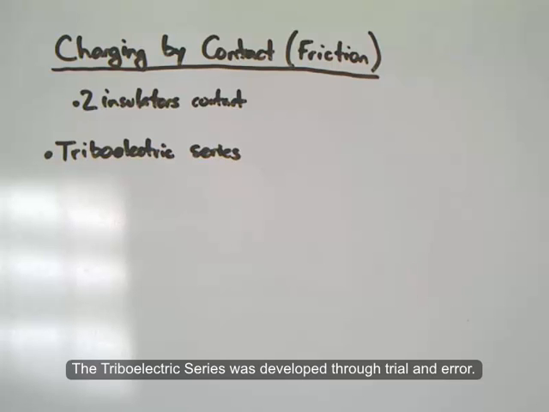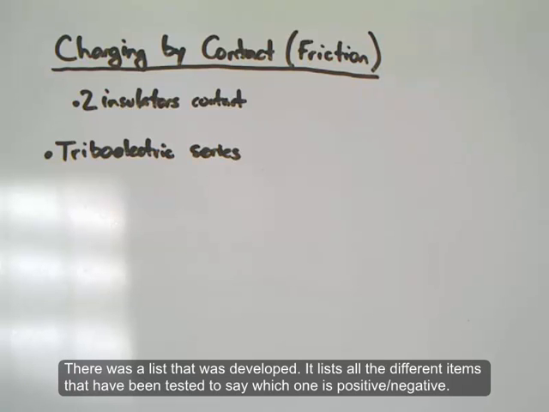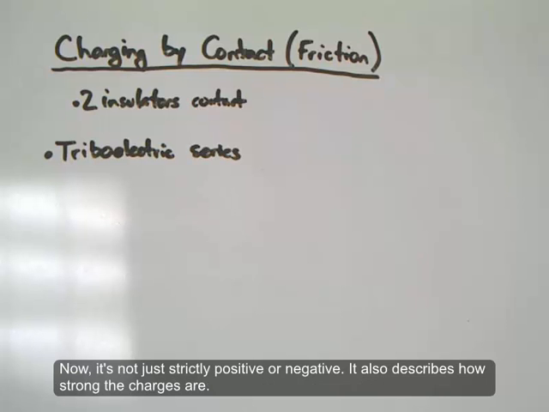The triboelectric series was basically developed through trial and error. There was a lot of empirical work done and a lot of lab data collected, and a list was developed of all the different items that have been tested, to say which one's positive and which one's negative. It's not just strictly positive and negative; it also describes how strong the charge is.